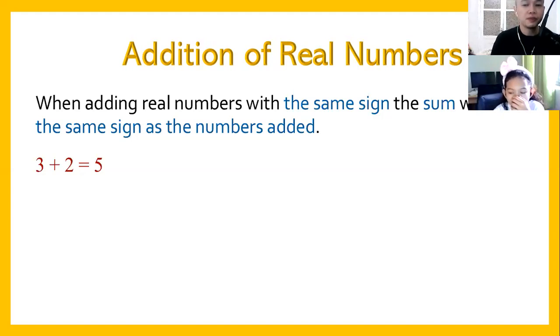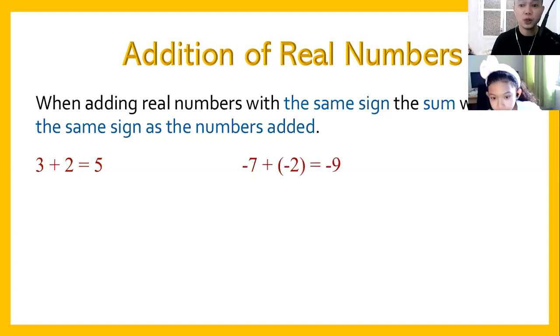So an example of negative. If the two numbers are negative, what will happen? You will also add them, as long as they're of the same sign, and then you will have the sum of a negative. So negative 7 plus negative 2 will be negative 9.